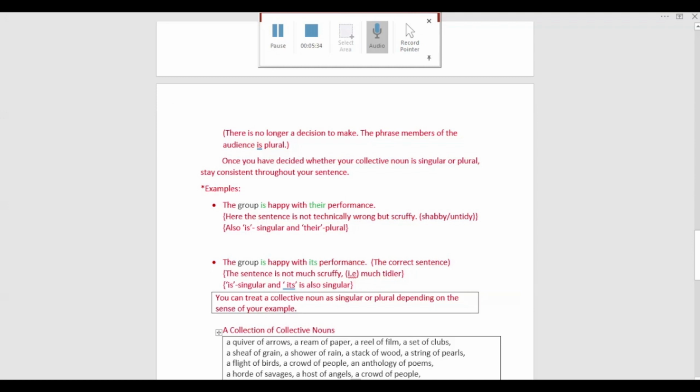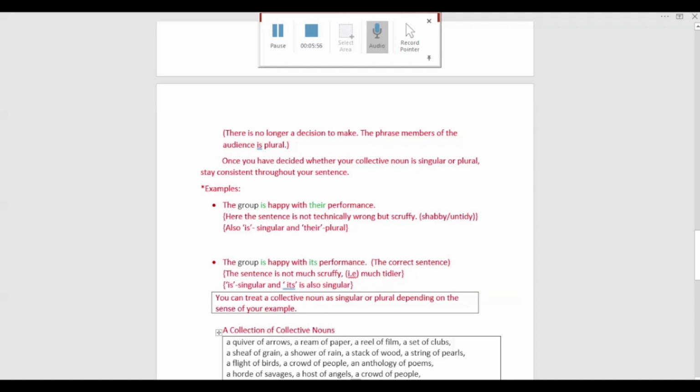Here, the sentence is not technically wrong but scruffy. Okay, scruffy means shabby or untidy. Also, group is singular and their is plural. Second one, the group is happy with its performance. This is the correct sentence. Okay, the sentence is not scruffy, that is much tidier. This is a very good sentence.